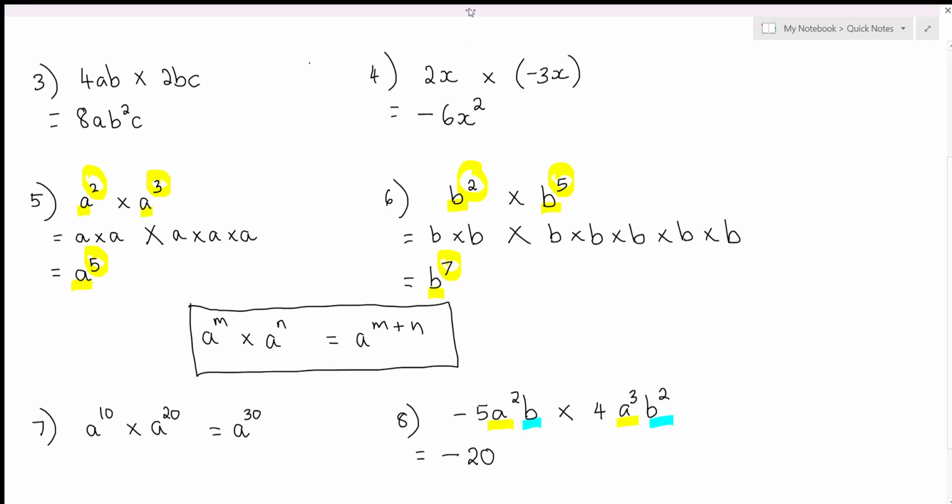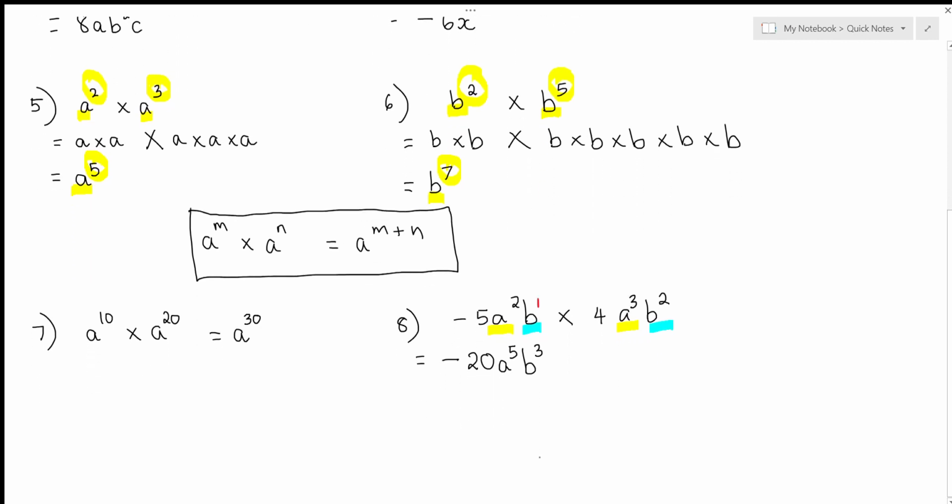I want to emphasize that if it's B, you could put a 1 there, because it means that it's B to the power of 1. So there is 1B, because that sometimes can be a common mistake made. So A squared times A cubed is A to the power of 5. And this is B times B squared, so altogether it will be B to the power of 3. Okay, I hope that helps. Let's try one more.